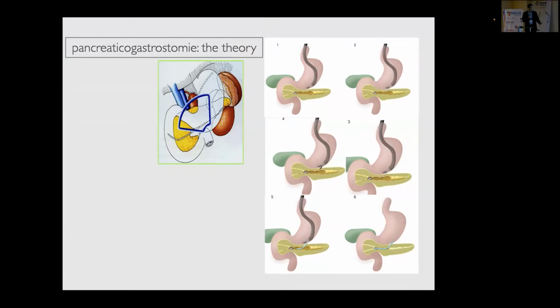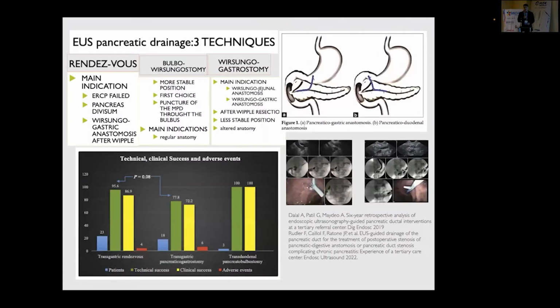We will insert a wire under EUS, and then on the wire a plastic stent. We will see later. We have three techniques. The first technique is a rendezvous technique. The rendezvous technique is the insertion of a wire in the pancreatic duct.